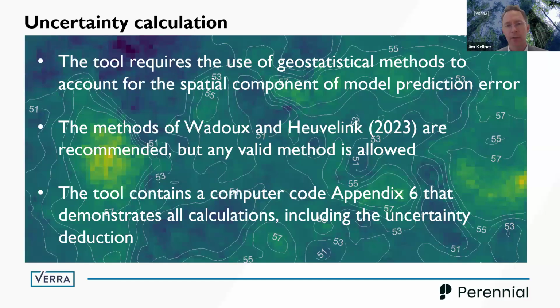Again, we describe the application of this method in the tool, and again, we include a code appendix that describes how the specific method can be applied. But I want to emphasize, what we say in the tool is simply that one has to deal with the geostatistical component of the model prediction error. Other methods that are valid are permissible, and in the appendix to the tool, we describe what we mean by valid.